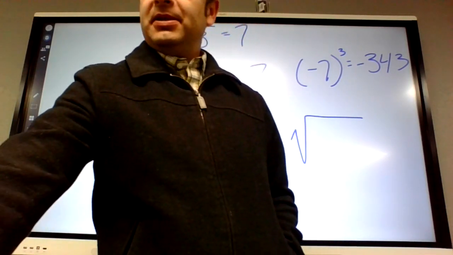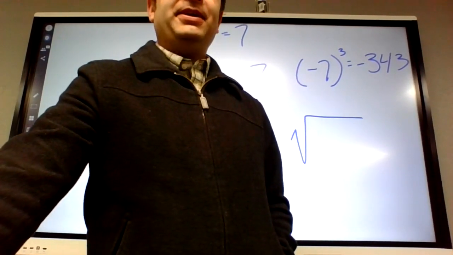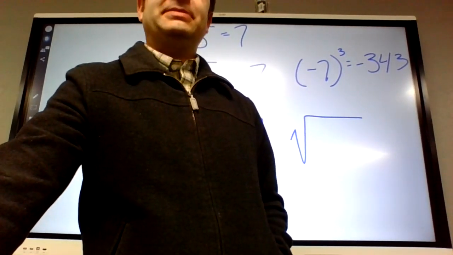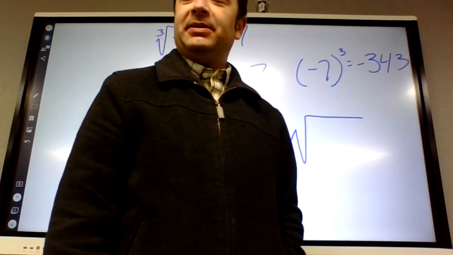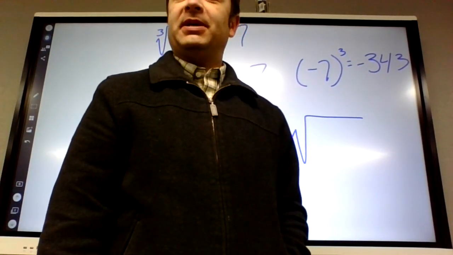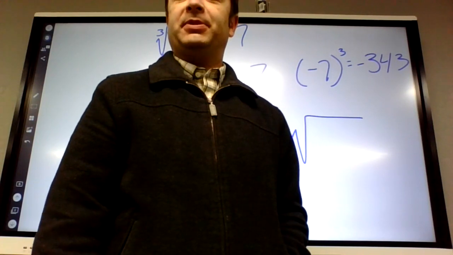Carolyn, number 3. Negative 6. Okay, we haven't talked about 5, but it's actually not that hard. You should be able to do it without a calculator.